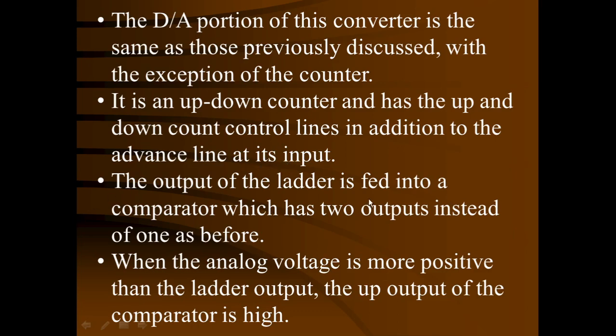The output of the ladder is fed into the comparator, which has two outputs instead of one as before. So this comparator has two outputs, an up output as well as a down output, instead of one output as in the counter type. When the analog voltage is more positive than the ladder output, the up output line of the comparator is high. That means if the analog input voltage which you want to convert into a digital signal is more positive compared to the reference voltage, that is the output of the binary ladder network, then the up output line of the comparator is going to be high, and vice versa.